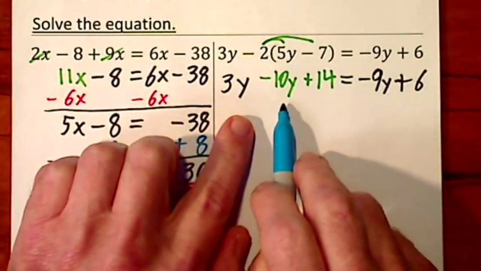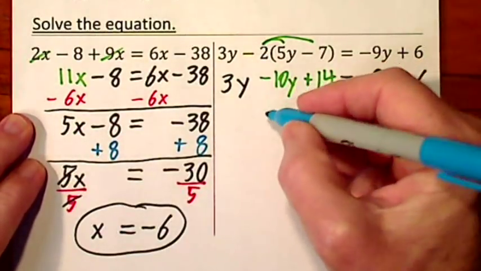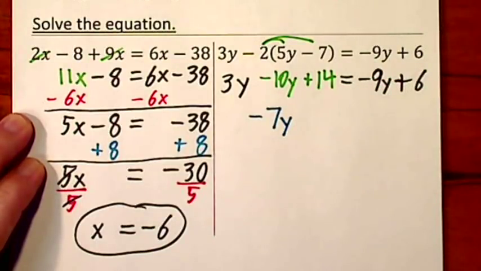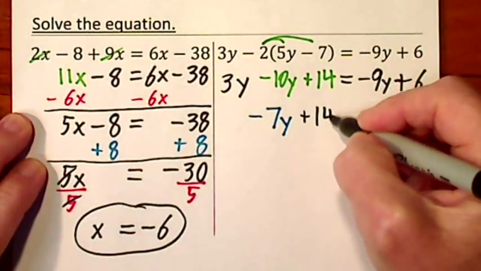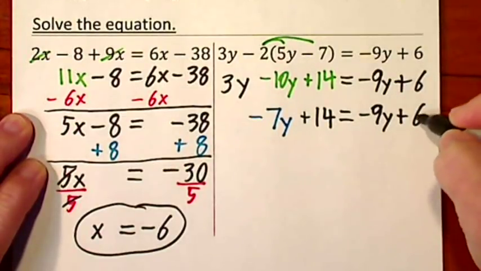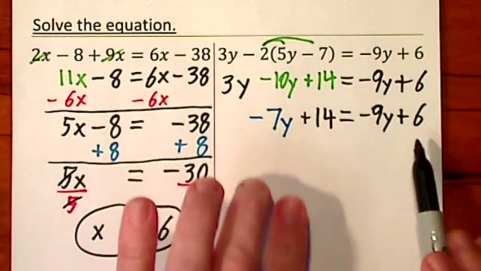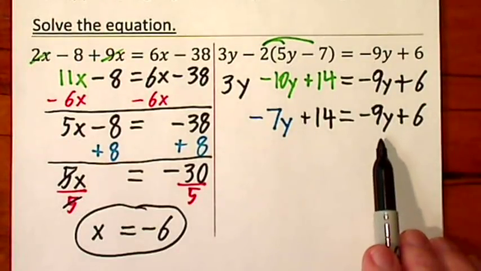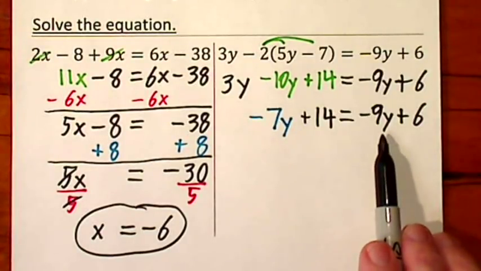Now we have two like terms on the same side of the equal, so I'm going to combine them. Positive 3, negative 10 gives us negative 7y. Bring down the 14. Now there's no more like terms on one side of the equal sign. So I could get rid of any one of these four terms. If I get rid of the negative 9y, I won't have a negative in front of a variable. So that's what I'm going to do first.